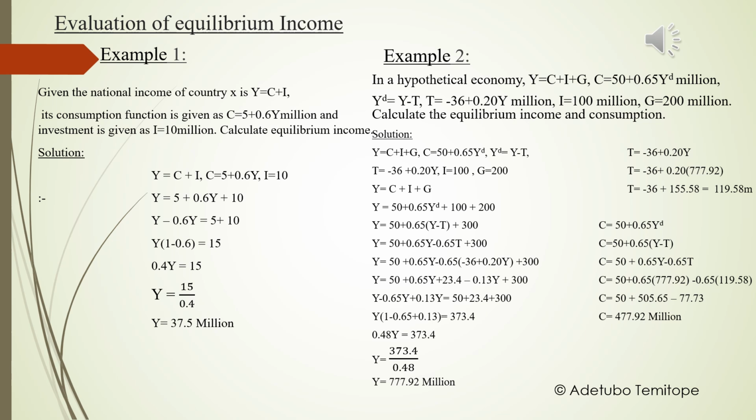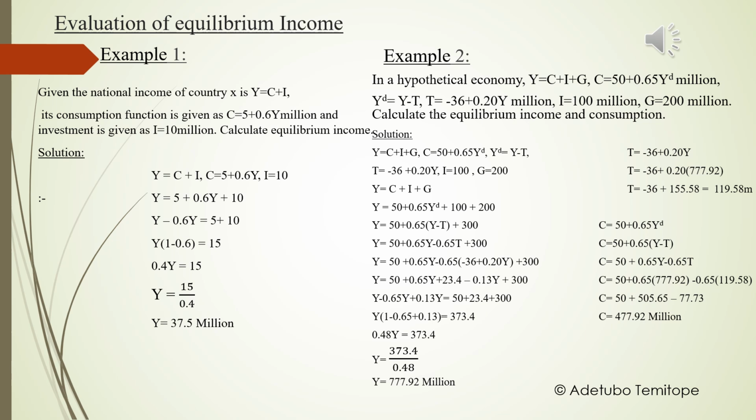So when you evaluate what is inside the bracket, we have 0.48Y equals 373.4. Dividing both sides by 0.48, we have Y equals 777.92 million. So that's our equilibrium income. Now to calculate our consumption, if you take note, the disposable income has a relationship with tax. So we need to calculate the amount of tax, and our tax function is given as T equals minus 36 plus 0.20Y.